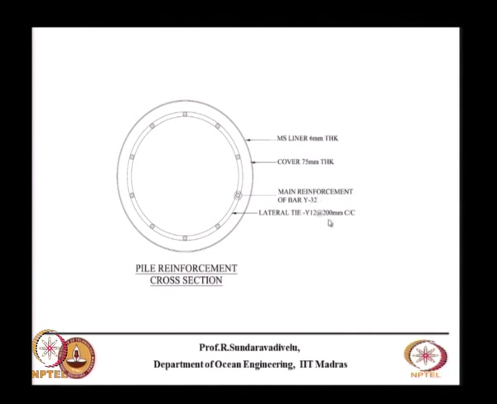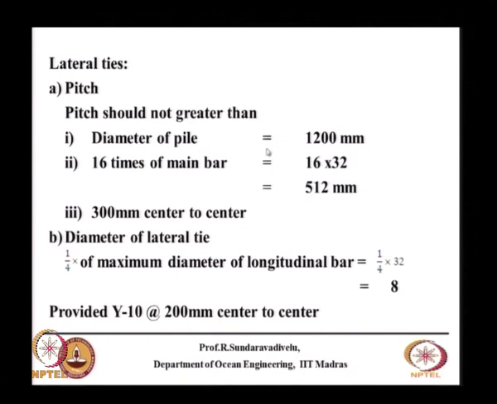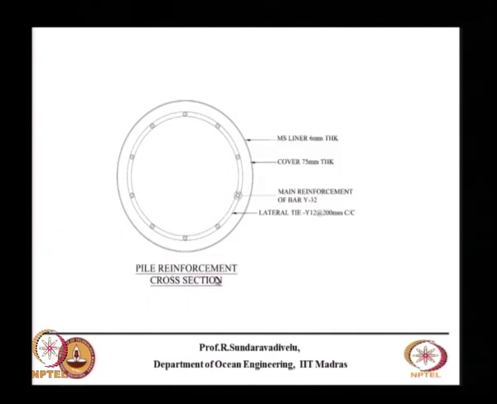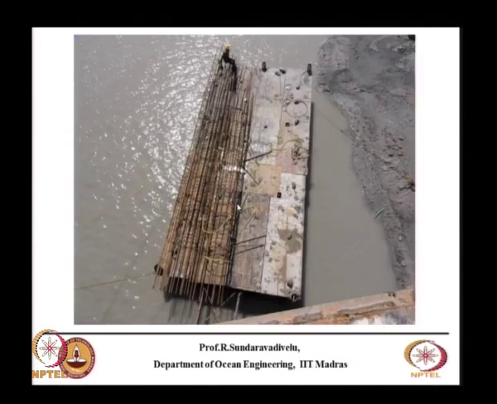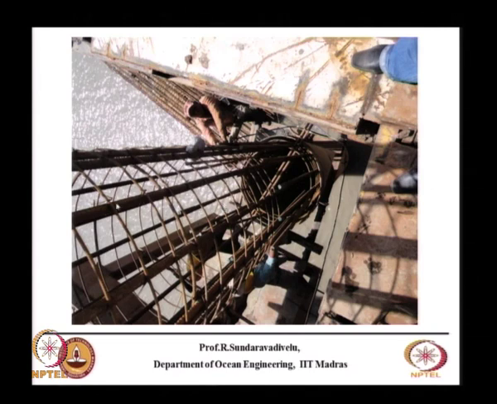The spacing is limited by 3 considerations, shown here: the diameter of the pile, 16 times the main bar, and 300 mm center to center. The diameter of the lateral tie should not be less than 1/4 the maximum diameter of the longitudinal bar. These are given in IS 456, based on which we design the lateral tie, Y12 at 100 center to center. You can see how they are tying the bars.